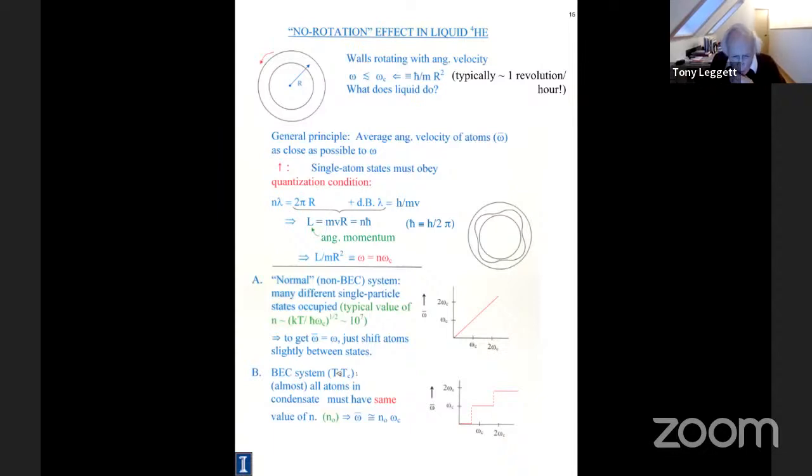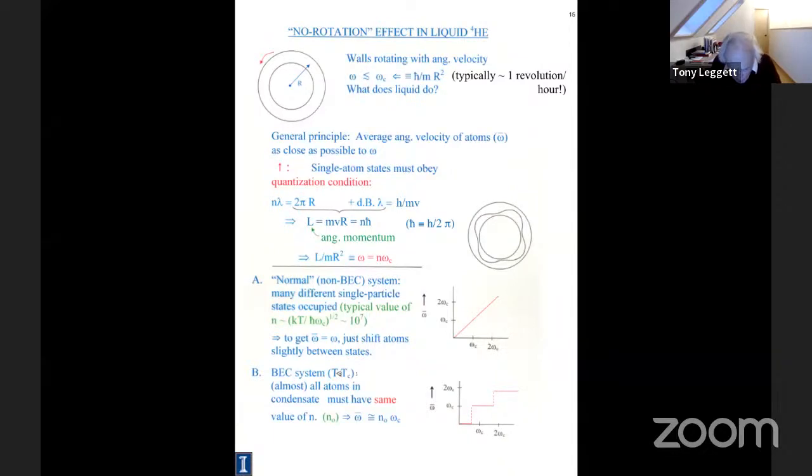So, how come then that water or helium at high temperatures rotates with the container? Well, the answer is that for a normal non-Bose condensed system, there are many different single particle states occupied. A typical value of n in that formula, n omega c, is something like 10 to the 7th under ordinary conditions. So in order to get omega bar equal to omega, all you have to do is shift the atoms slightly around between the states. And sure enough, you'll find that the water or the helium at high temperatures is indeed rotating with the container.